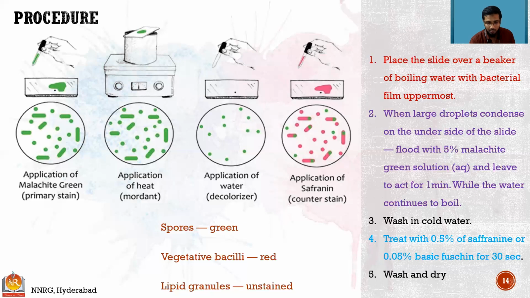So how does it look? Spores look green in color. You can see here the green part, that is the spore, and the vegetative bacilli are red, which are growing bacteria. Lipid granules are unstained. You will see the lipid granules just like a droplet of water, colorless. That will be the lipid granules.